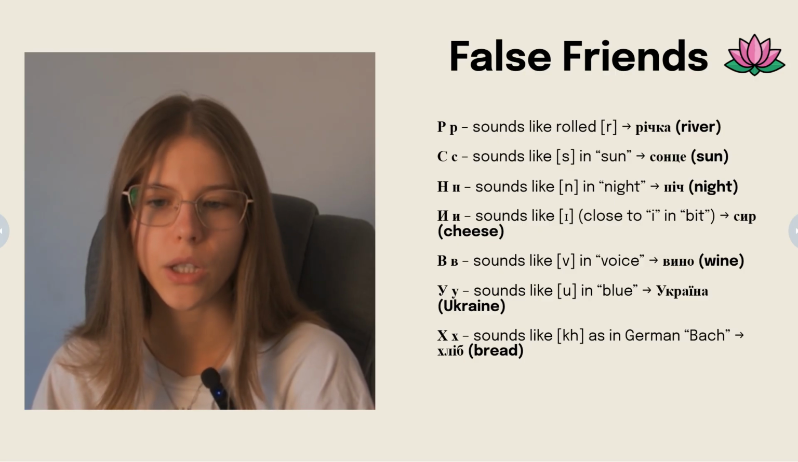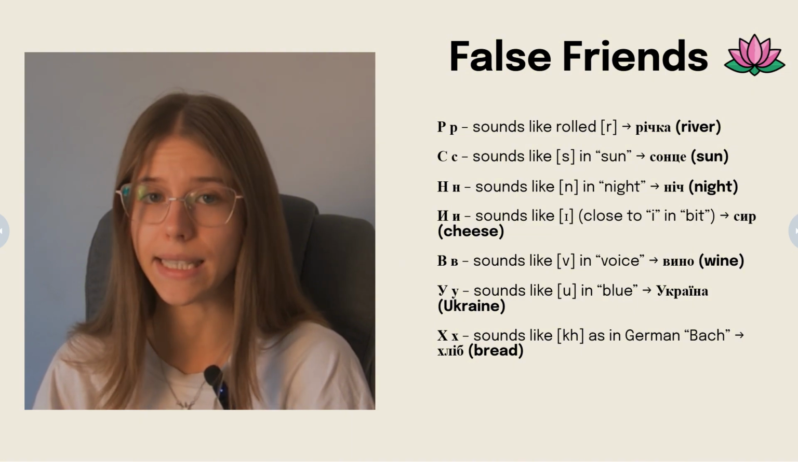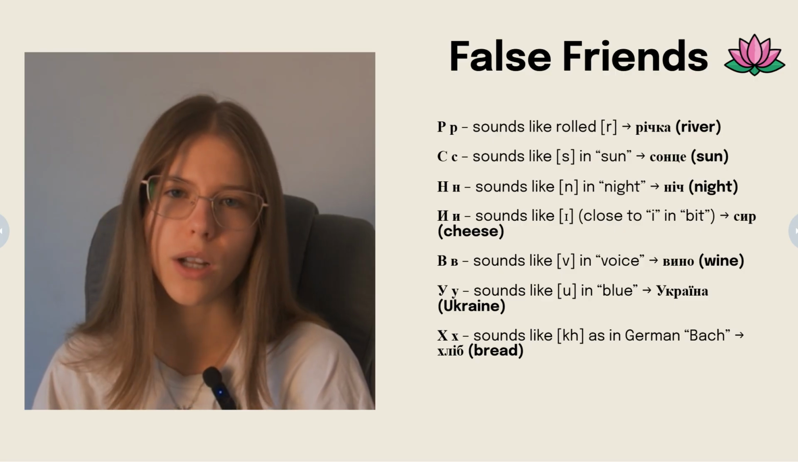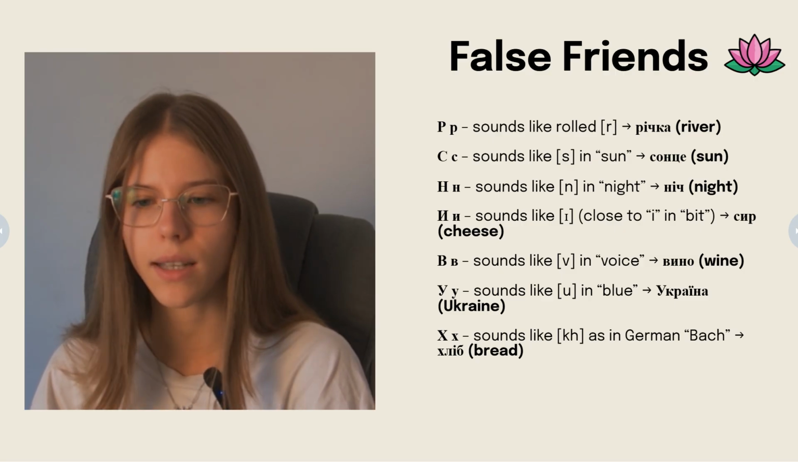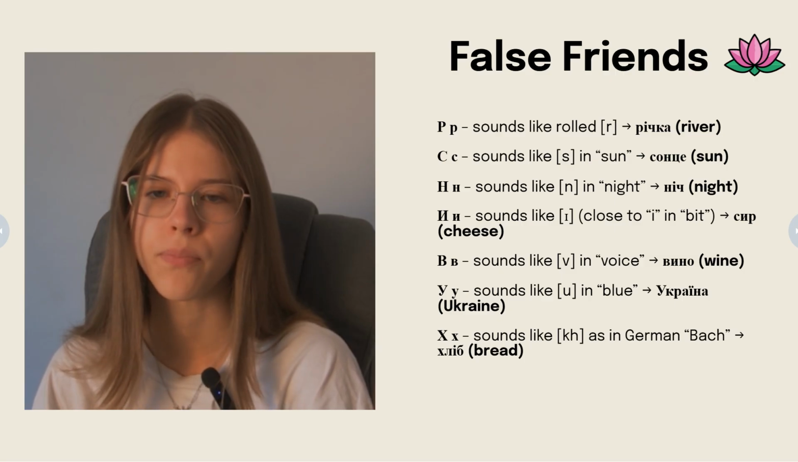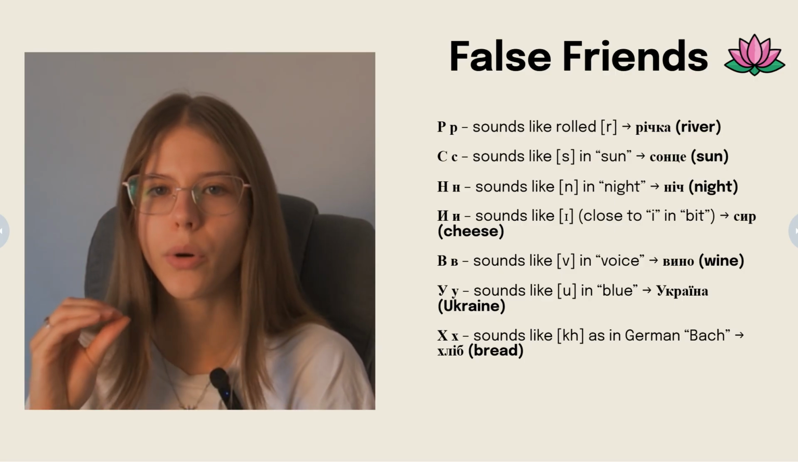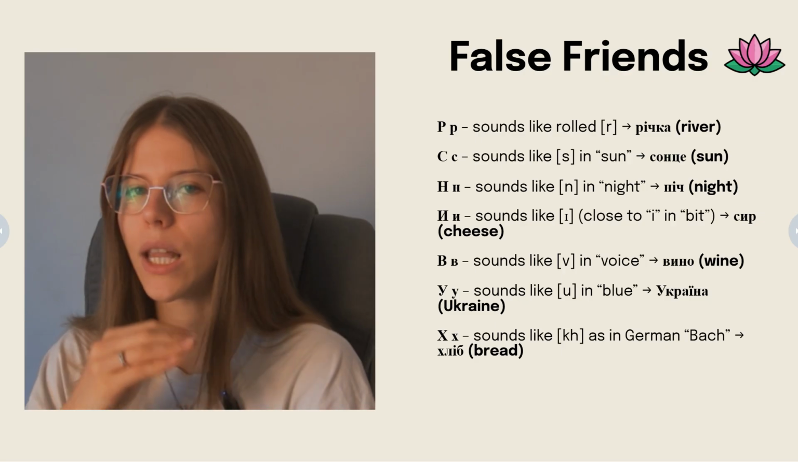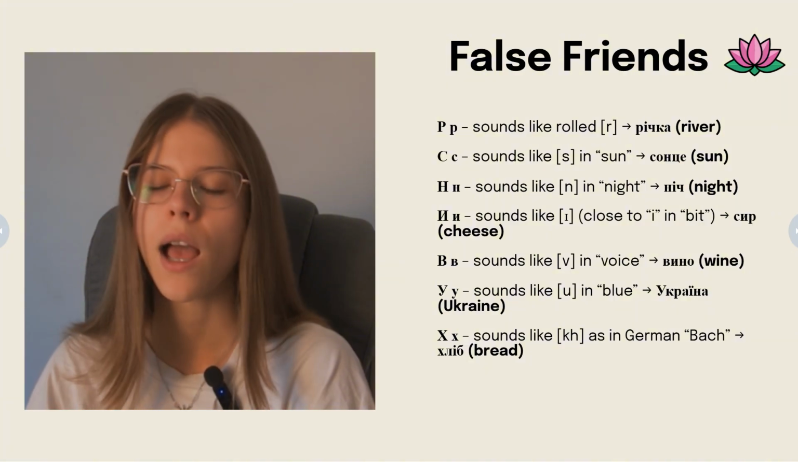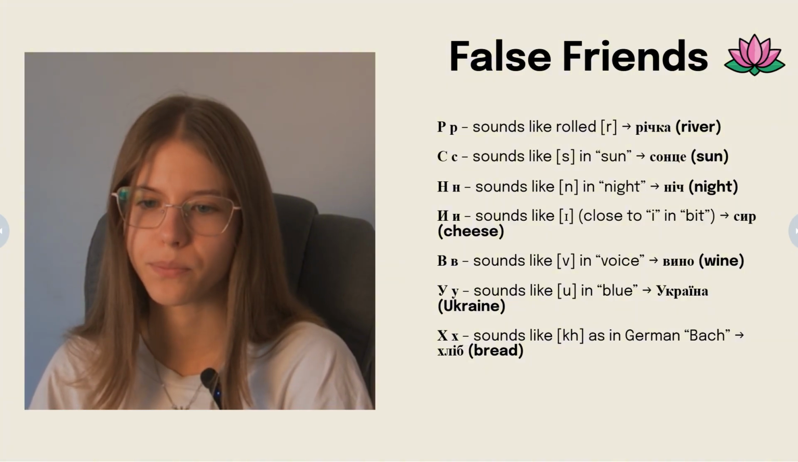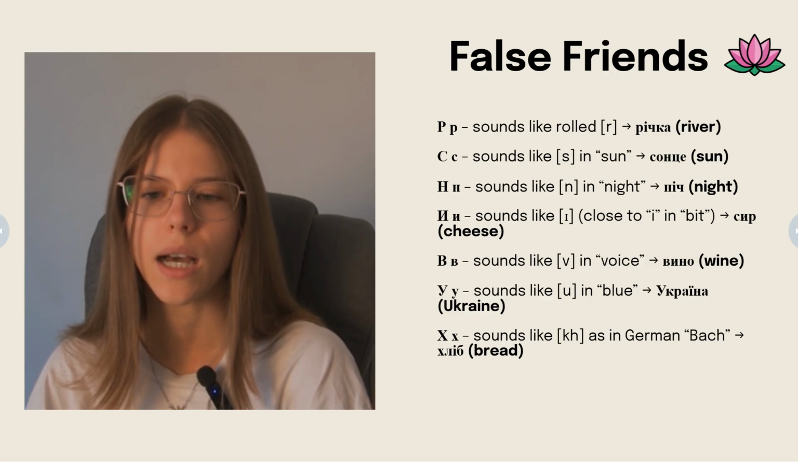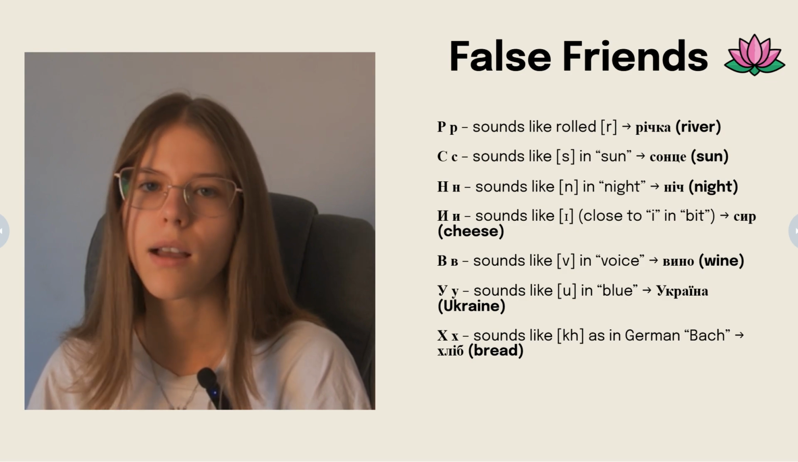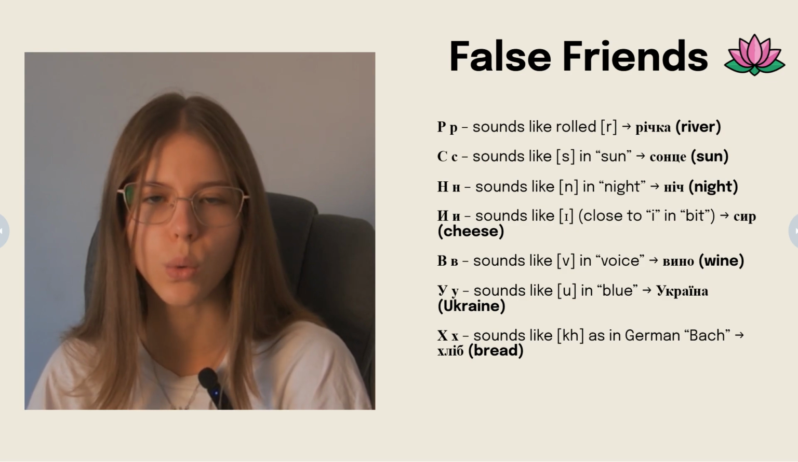Here you can practice the letter И more, for example, because it sounds a little bit strange, and for a lot of students that's actually a difficult letter. And Х, like breathing, Х, хліб. That's a letter with a lot of air in your mouth. Х, хліб. So, one more time. Р, С, И, В, У, Х.